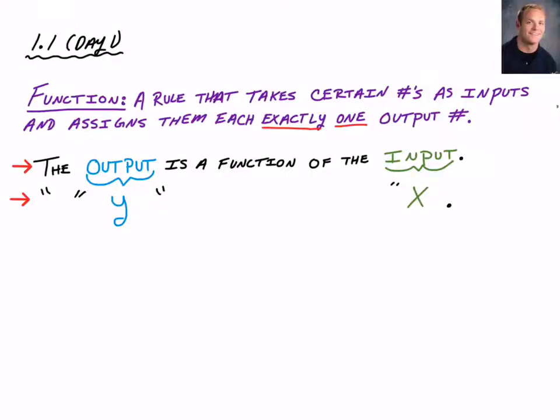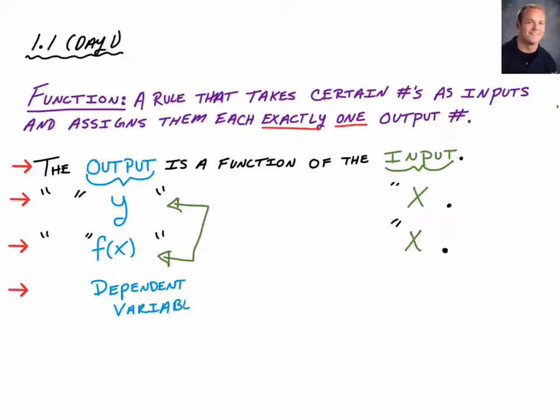Another way to say it, and I think you're used to switching y with f of x, is to say f of x is a function of x. If you remember back to Algebra 2, y and f of x are interchangeable. Those are the dependent variables. It depends on what we plugged in as x, so x is our independent variable. Different way to phrase it: the dependent variable is a function of the independent variable.